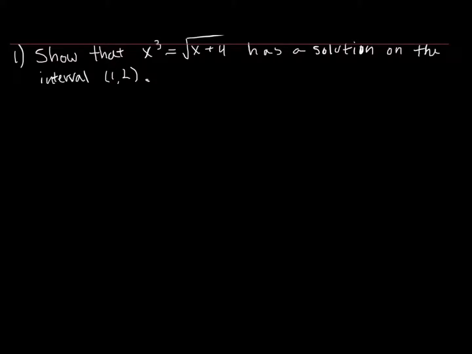Okay, so our goal here is to show that the equation x cubed equals square root of x plus 4 has a solution on the interval from 1 to 2. So first, if we just think about this particular equation, and we notice there's only one variable, and if we are going to try and use inverse operations, we're going to run into some long situation, and more importantly, we're not looking for the solution. We're looking to prove that it has a solution.